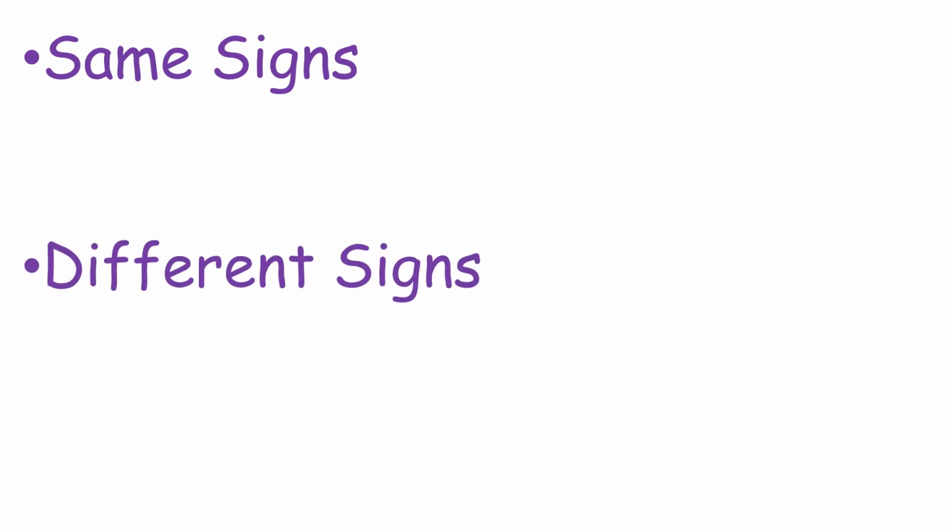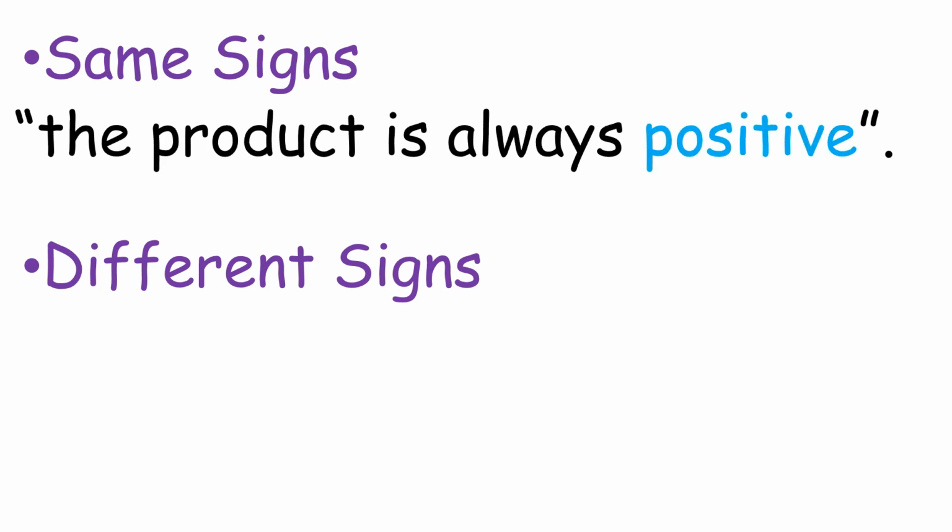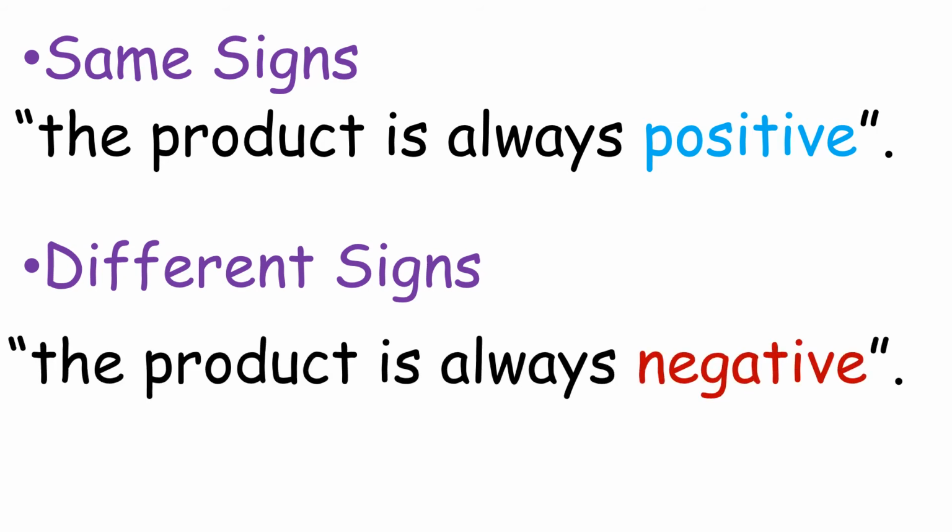Now you have learned or seen the concept of multiplying integers. Now let me teach you how to solve it faster using its rules. So we have two rules. One is for same signs and the other is for having different signs. So when we multiply two integers with the same signs, the product is always positive. And when multiplying integers with different signs, the product is always negative.